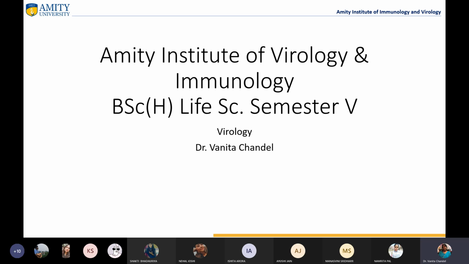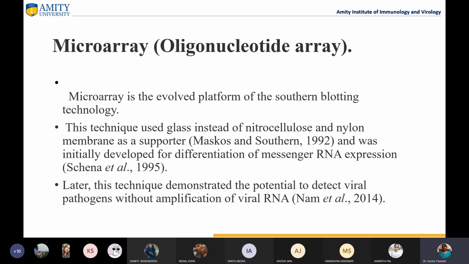Okay, so we discussed the microarray also yesterday. Microarray is an evolved platform from blotting basically. What is the difference? Can anyone guess what could be the difference between the microarray and hybridization or blotting? Any wild guesses? No? Okay, fine. In hybridization, we first put our samples on the nitrocellulose membrane or any membrane, and then we add the probe, right?